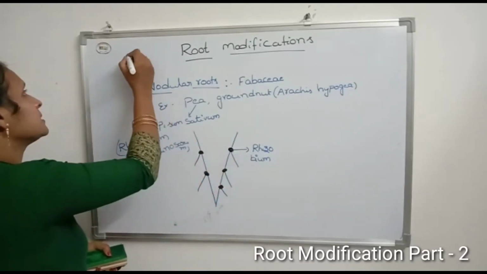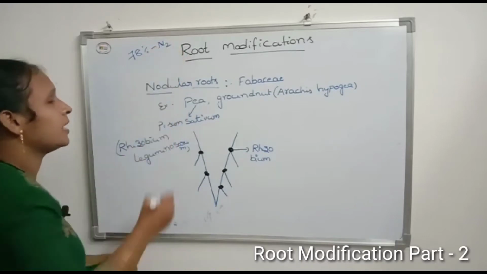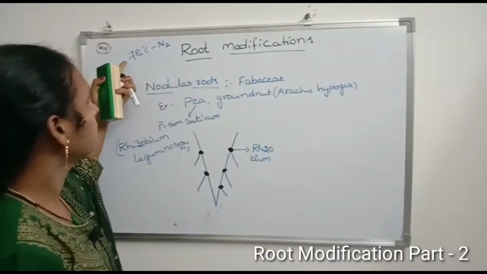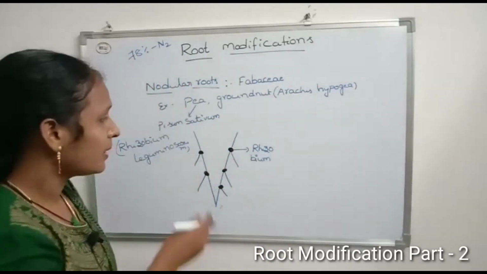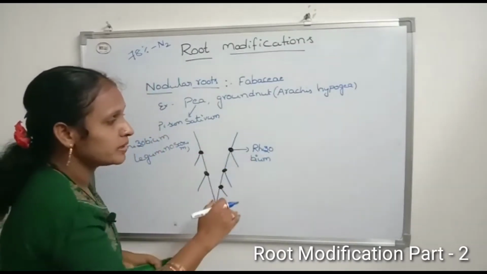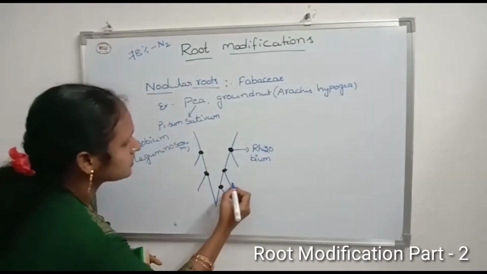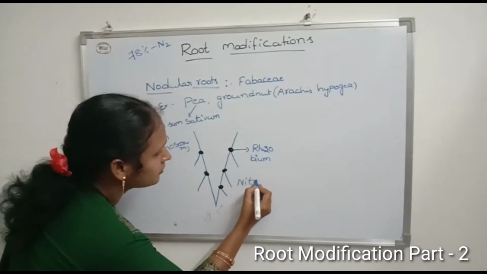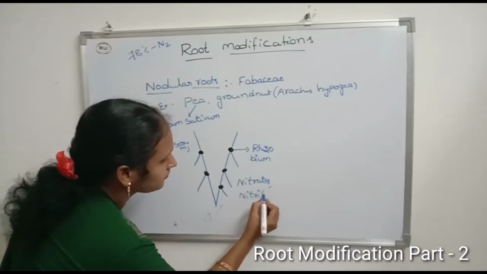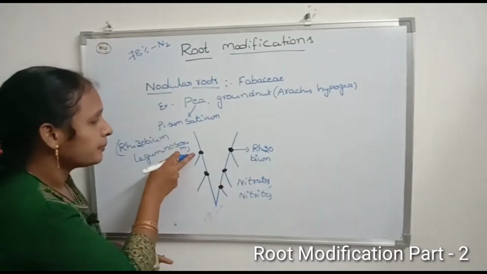Our atmosphere has 78% nitrogen, and plants require nitrogen for their growth and development. But plants cannot utilize this nitrogen directly. So, with the help of Rhizobium bacteria, nitrogen is converted into nitrates. These simple forms of nitrates are absorbed by the plants.